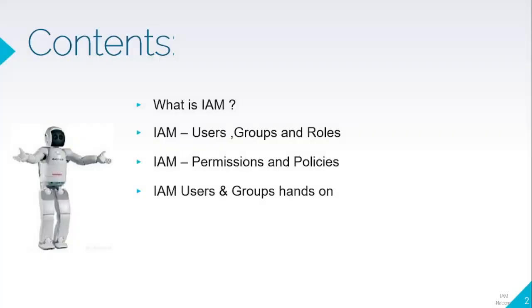The contents of today's video is going to be like this. First, I will be explaining what is the meaning of IAM. Followed by, I will explain how we are going to create users, how we are going to create groups, and how to assign roles for those users and groups. After that, we will see how we can give permissions to these particular groups. Finally, we are going to see the hands-on demo, how we are going to create user and groups in Amazon Web Services.